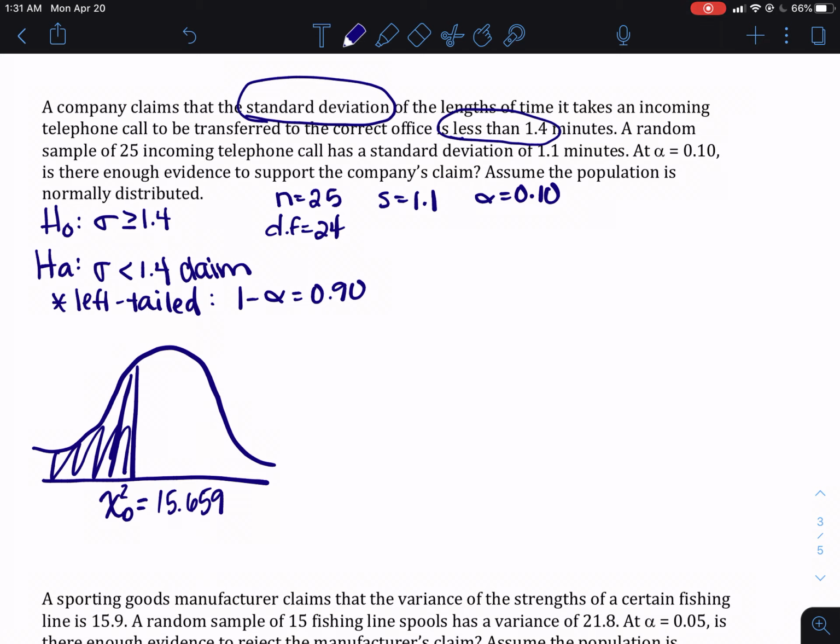Now we want to find our standardized test statistic. Here you have to be careful. So we know n minus 1 is our degrees of freedom, 24. But then remember the formula is s squared. We're just given the standard deviation, 1.1. So when you plug that in your calculator, make sure you square it. And that's going to be over 1.4 squared. So if you plug that in your calculator, and I'm just going to round to the nearest hundredth, we get 14.82.